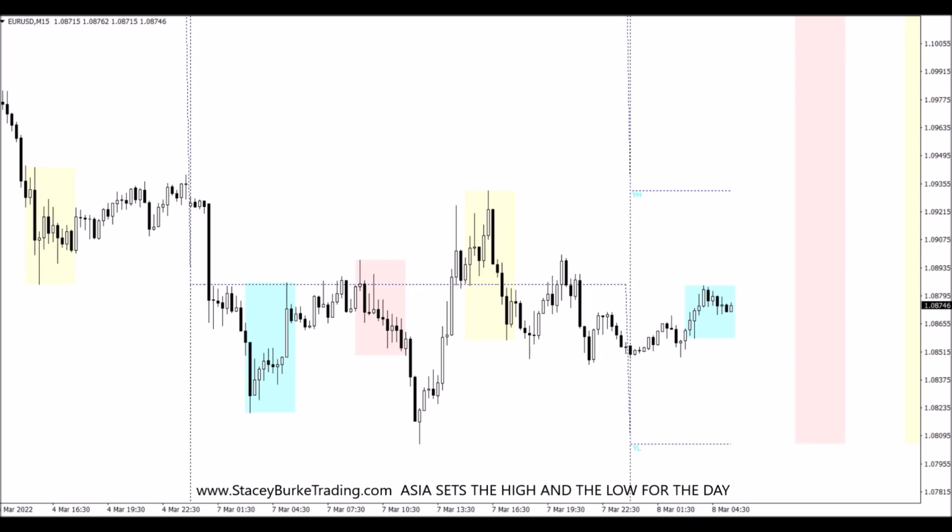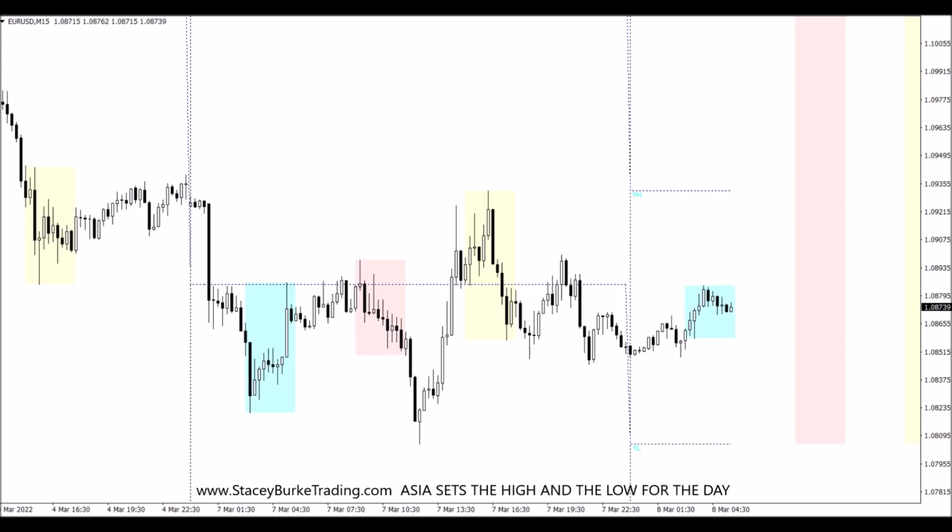Today we're discussing the high and low of the day, using the Asian range to determine the high and the low of the day, and then looking at our timing window, and then understanding where we're at in relation to the weekly template and the high and low of the day.